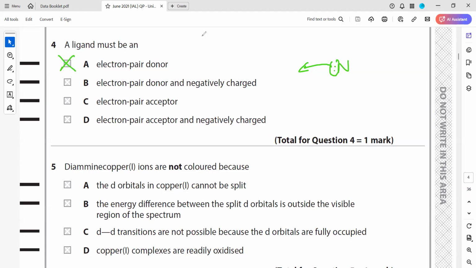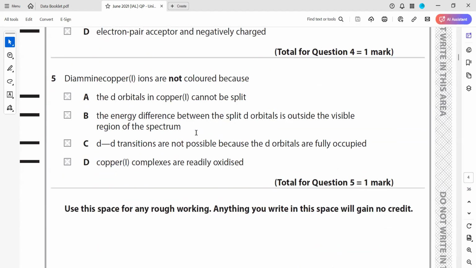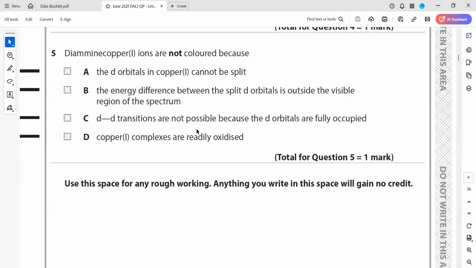It's not about charge, it's about they should donate their electron pair so that they can form a dative bond. So its charge might be there, may not be there, but it's always the electron pair which they donate to form a dative bond. Diamine copper 1 ion are not colored because, so what could be the reason why it's not colored?